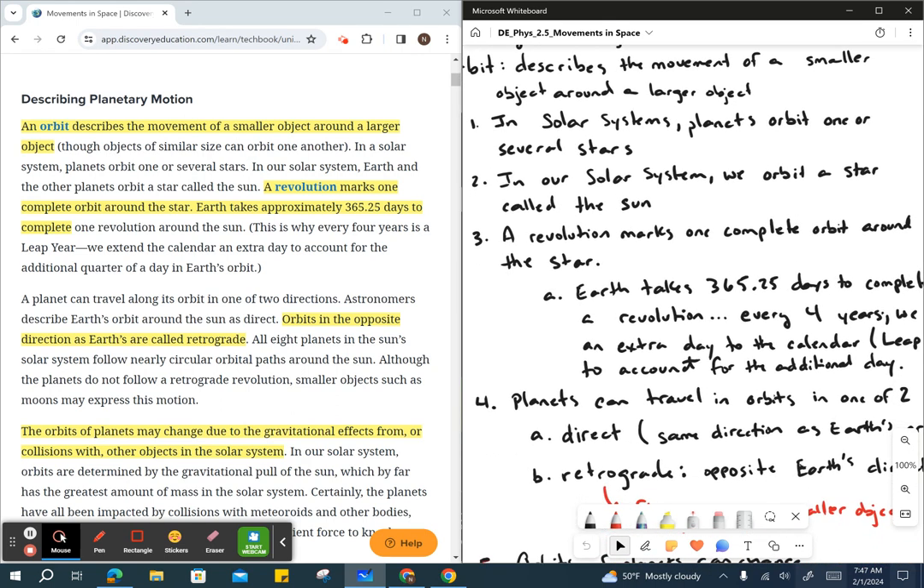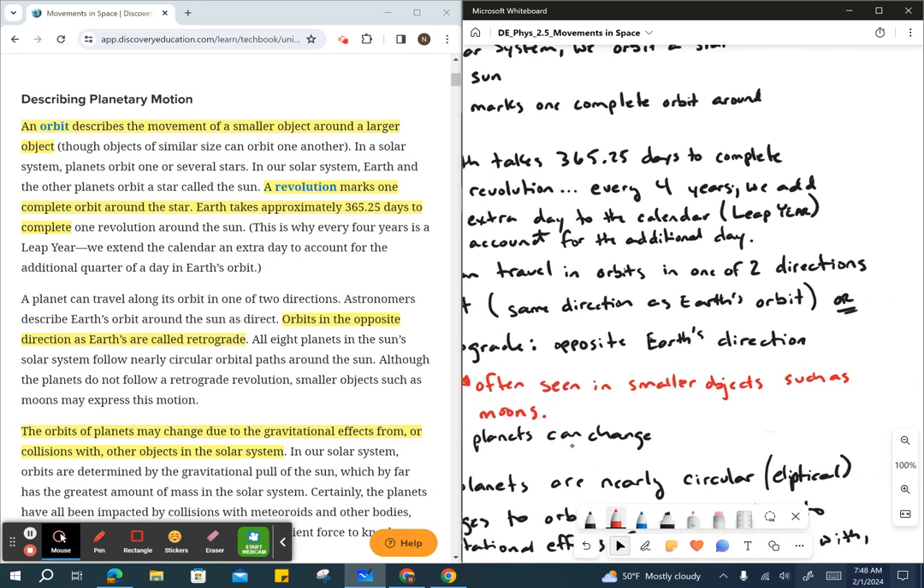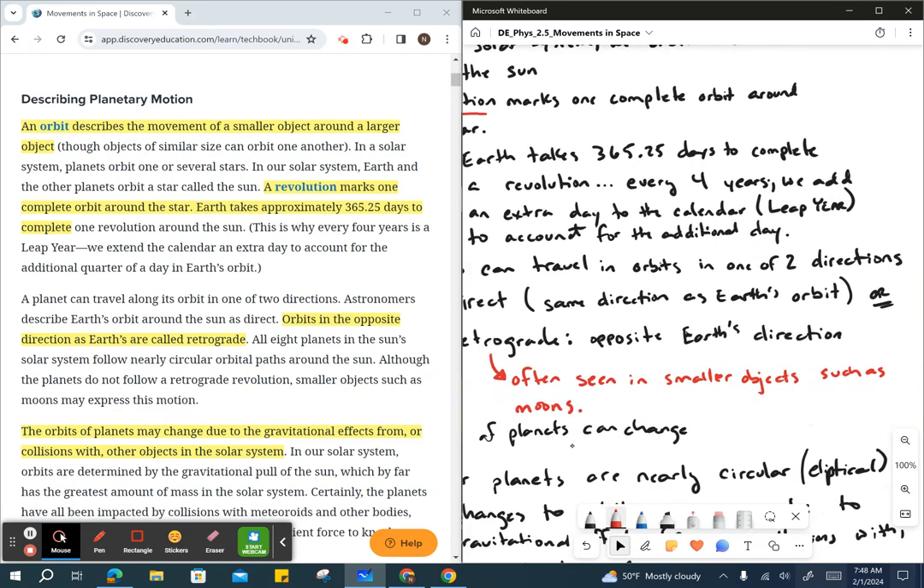Terms such as revolutions, they mark a complete, right? A complete orbit around the star. So our revolution, where we orbit around the sun, a revolution for us is 365.25 days. How do you account for the quarter day? Well, you have a leap year every 4 years, right? We're just kind of making sure that you guys have all the information there, okay?